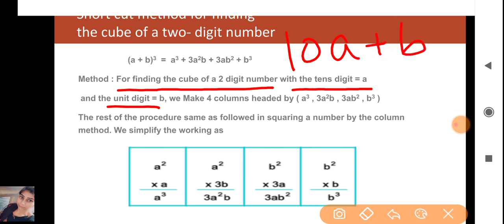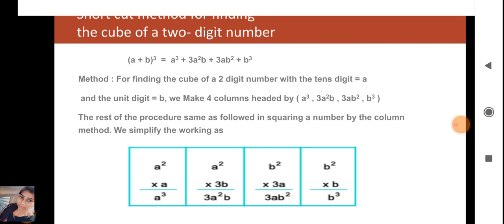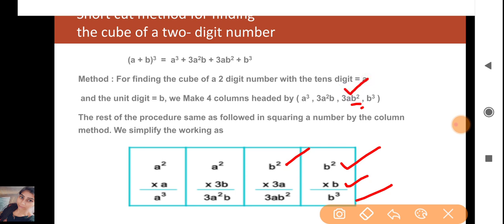You are going to make 4 columns, and the headings of those columns will be a cube, 3a square b, 3a b square, and b cube. Let us see the procedure you're going to follow. The very first thing you write is b square, multiplied with b, and the answer will be b cube. Then for the second column, b square multiplied with 3a. I'm starting from the right hand side, as we do in addition. Then a square will multiply with 3b, and a square will multiply with a.